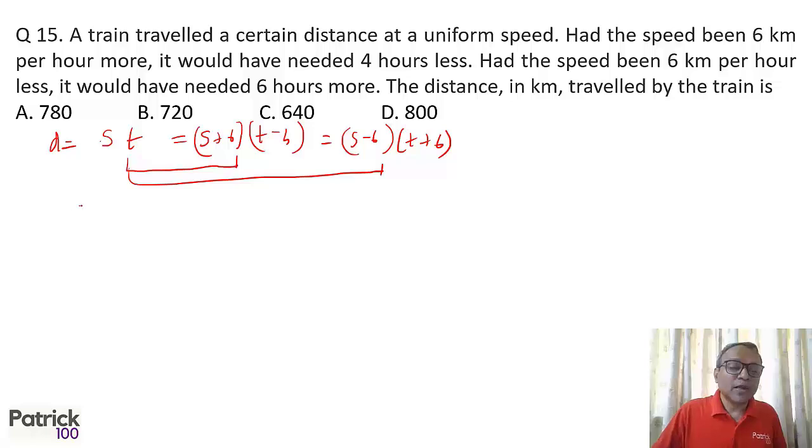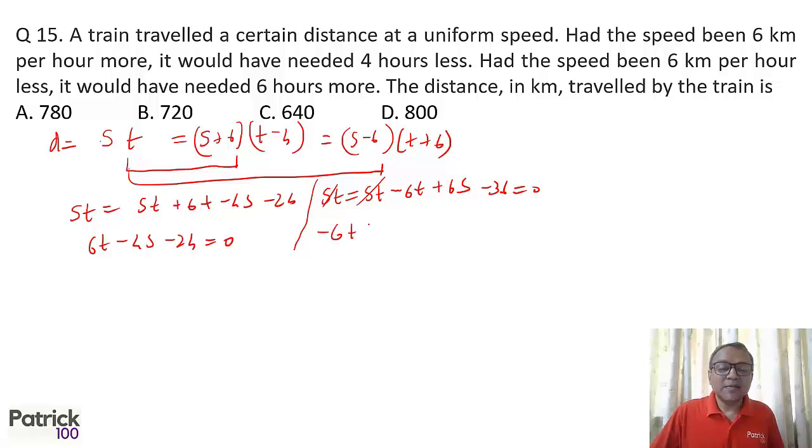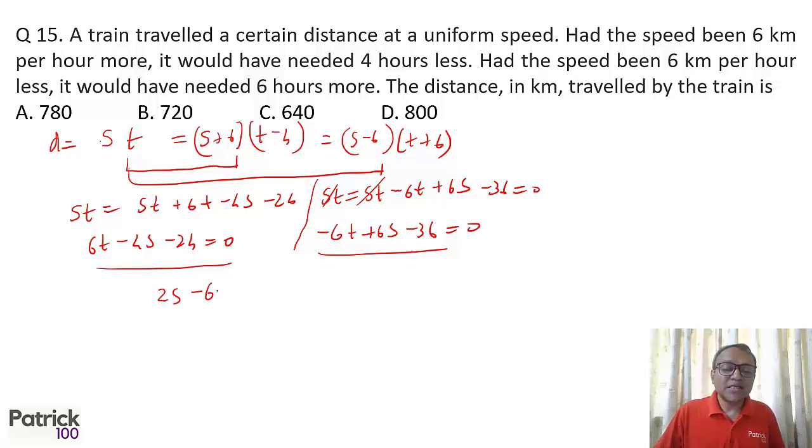So if I expand the first, st is equal to st plus 6t minus 4s minus 24, st gets cancelled. So you get 6t minus 4s minus 24 equal to 0. Going with the second, st is equal to st minus 6t plus 6s minus 36, st gets cancelled, so you get minus 6t plus 6s minus 36 equal to 0. Now you add these two equations. When you add them, 6t gets cancelled. So what you have is 2s minus 60 equal to 0, or s equal to 30.